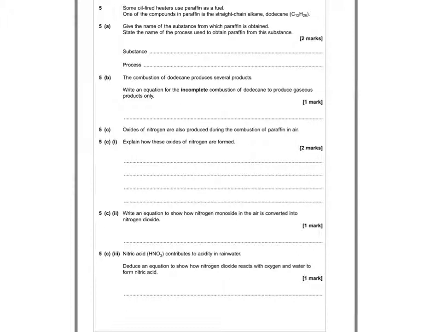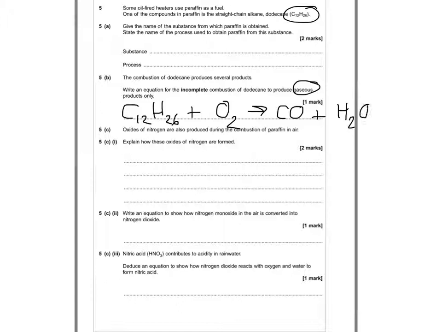5b. Write an equation for the incomplete combustion of dodecane to produce gaseous products only. So there's a few clues here. Firstly, write down that the formula of dodecane is C12H26. I had a lot of people copying that incorrectly, which was a real shame. If it's combusting, it's reacting with oxygen. It's incomplete combustion. So that means it's not going to produce carbon dioxide, it's going to produce either carbon or carbon monoxide. The fact that they've said gaseous products means that they want you to write carbon monoxide, which is a gas, plus water, which is always produced.